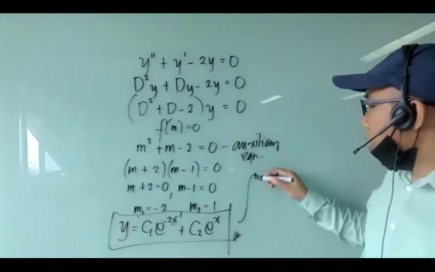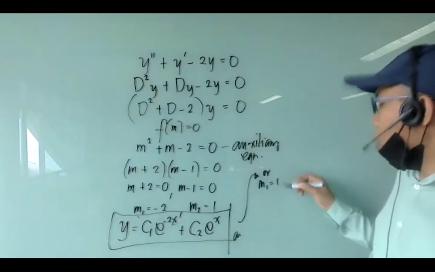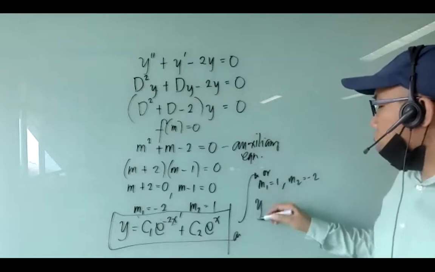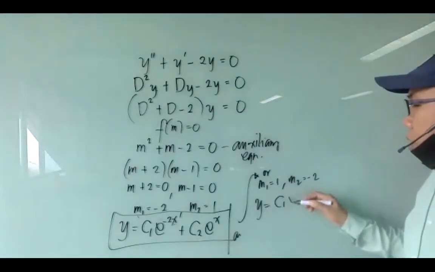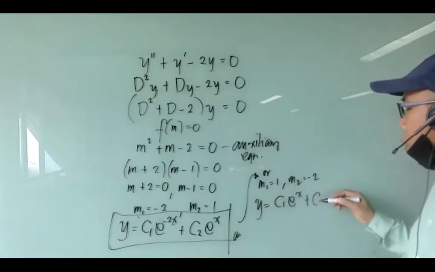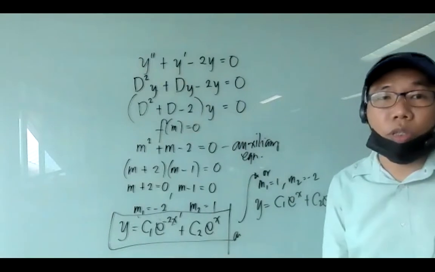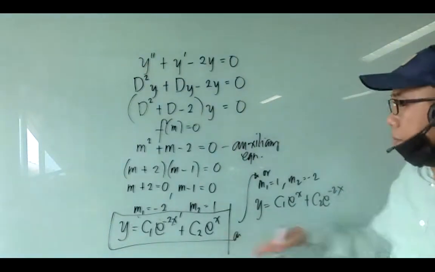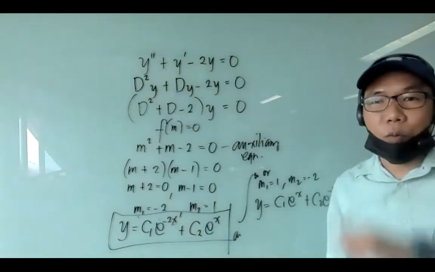Okay. Or, lagyan ko lang ng or ha. Baka kunyari, ang m sub 1 mo is 1 naman, tapos m sub 2 mo is negative 2. So, yung solution mo lang is y equals ayan, c sub 1 e raised to x plus c sub 2 e raised to minus 2x. Yan. Kapag distinct yung roots. Questions dito? Ganon. Case number 1.